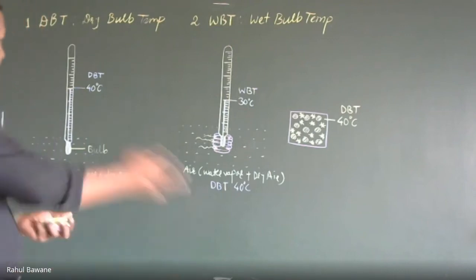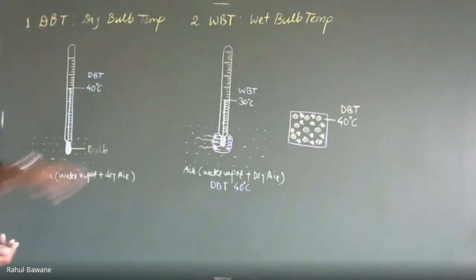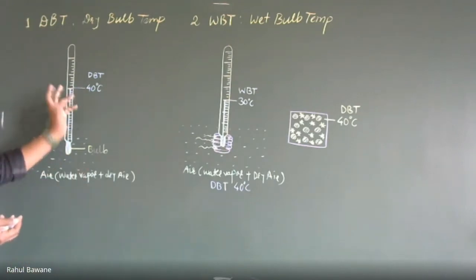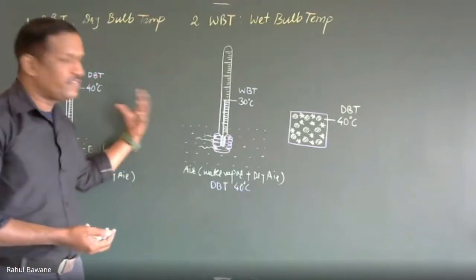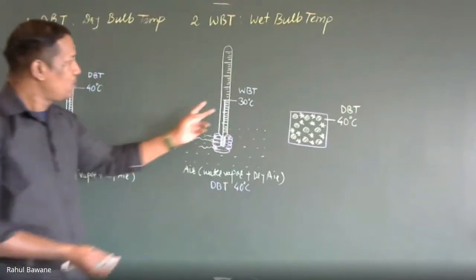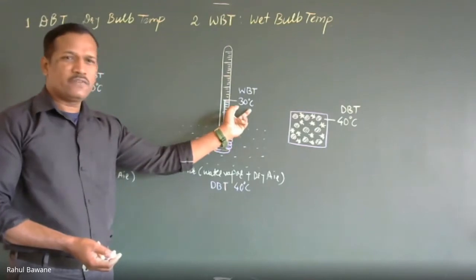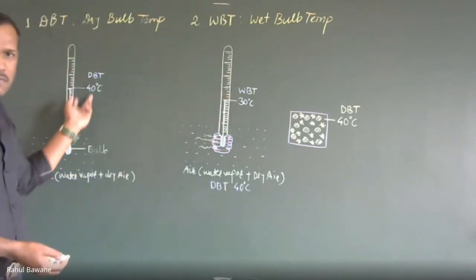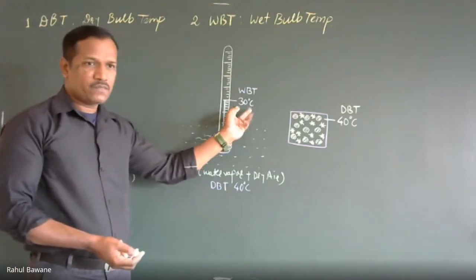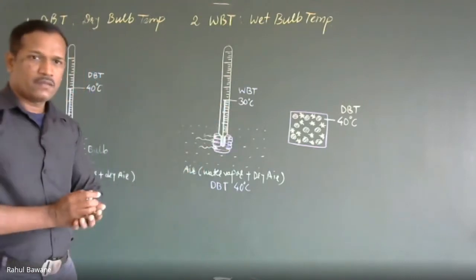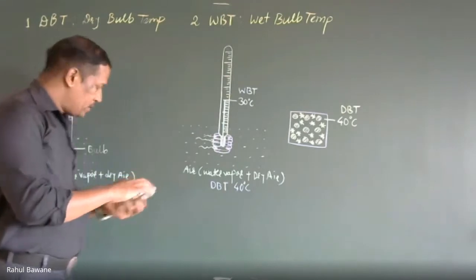Now what is the significance of this? Both are showing the air temperature. One is dry bulb temperature, second is wet bulb temperature. Now what is the significance of this? Why are we using wet bulb temperature? We know that the dry bulb temperature can read the temperature of air. Why are we using this? Now imagine the same air.